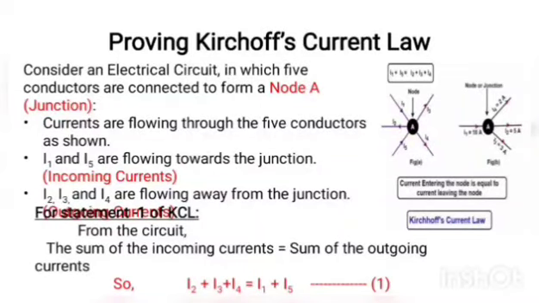To prove statement 1 from the circuit, what is statement 1? Sum of the incoming currents is equal to sum of the outgoing currents. Here what are all the incoming currents? I1 and I5. Those should sum: I1 plus I5 equal to sum of the outgoing currents. What are all the outgoing currents? I2, I4, I3. So I1 plus I5 equal to I2 plus I4 plus I3. This equation is derived from statement 1.